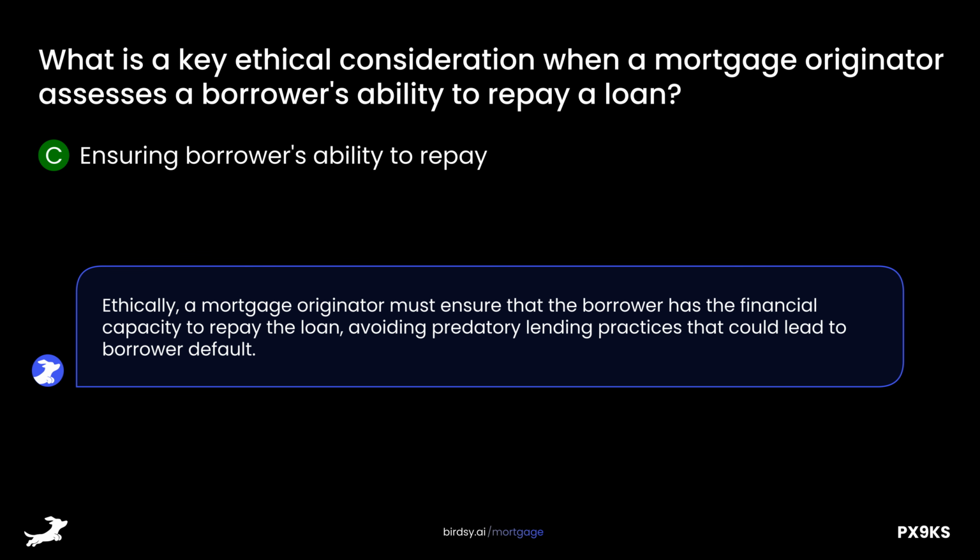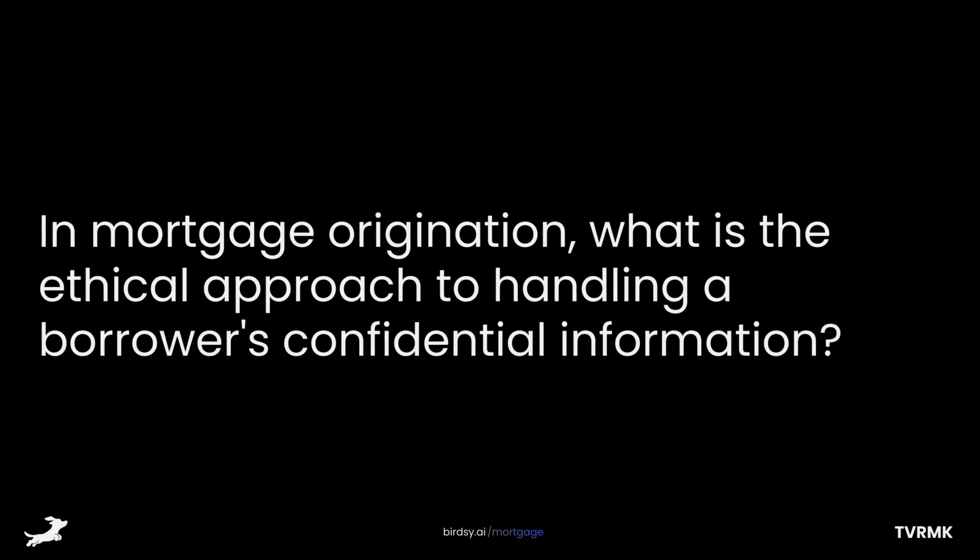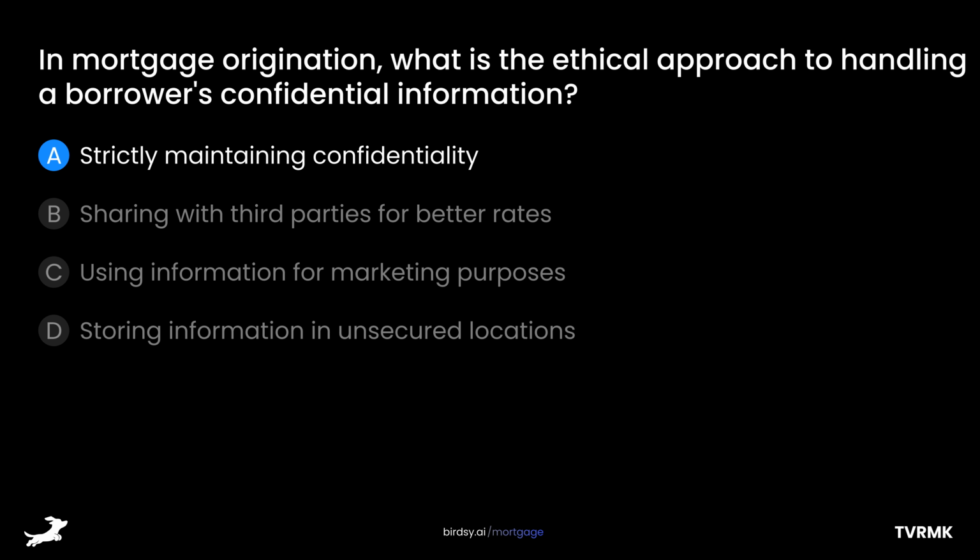Ethically, a mortgage originator must ensure that the borrower has the financial capacity to repay the loan, avoiding predatory lending practices that could lead to borrower default. In mortgage origination, what is the ethical approach to handling a borrower's confidential information? Is it A. Strictly maintaining confidentiality, B. Sharing with third parties for better rates, C. Using information for marketing purposes, or D. Storing information in unsecured locations? The answer is A. Strictly maintaining confidentiality.